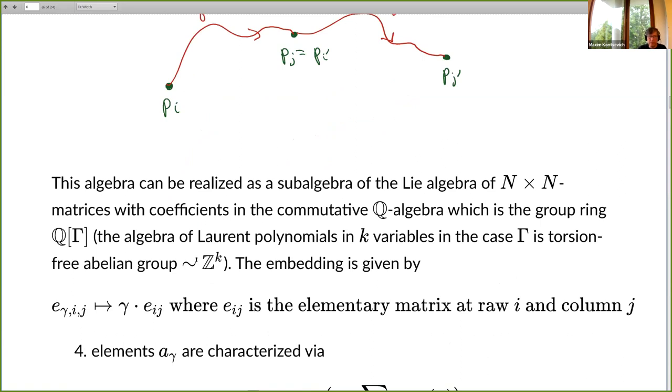And in this elementary matrix, put an element of this group ring, which is the homology class of this path gamma. So you make this algebra a subalgebra of my algebra of matrices. And the transformations which I explained yesterday, associated with Stokes rays, which are images of the central charge of elements gamma, belong to the group associated to this Lie algebra.